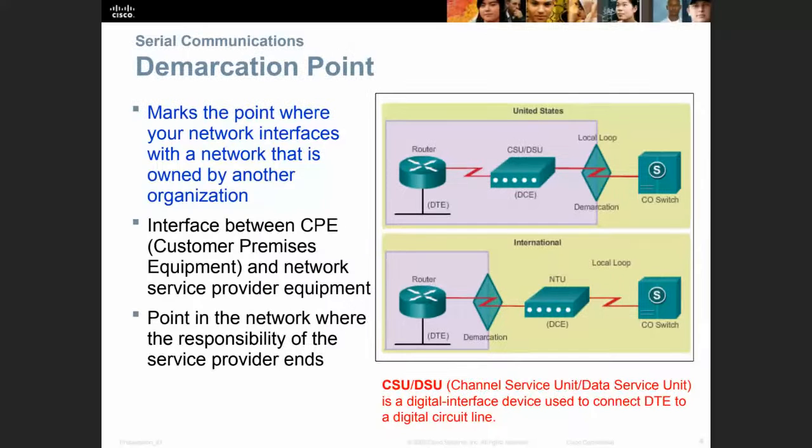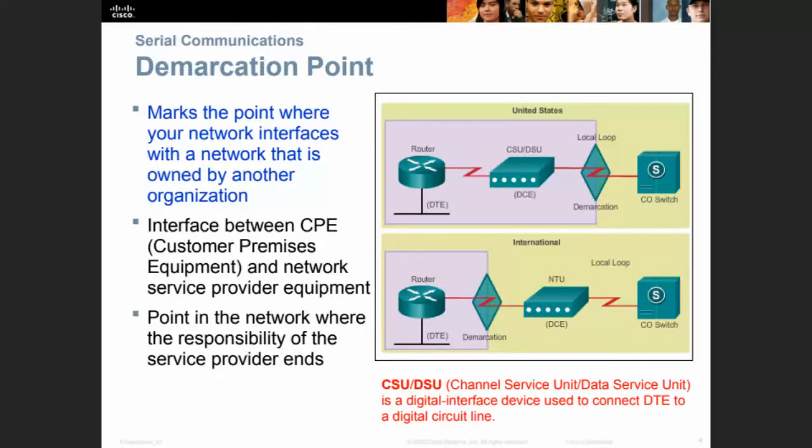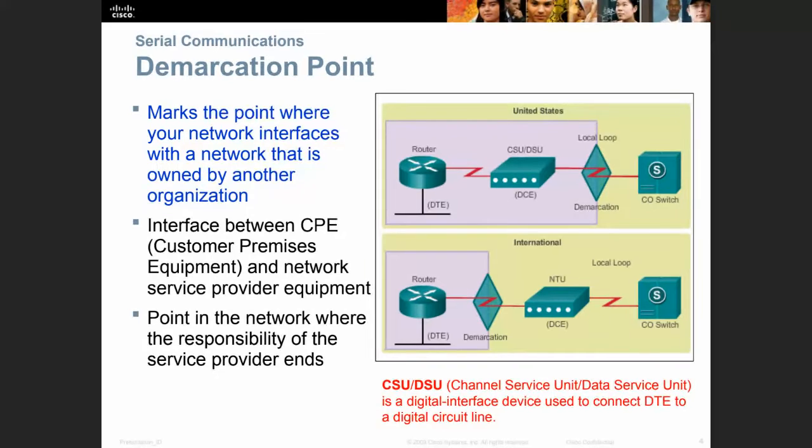It means like a boundary. Demarcation means separation. This part is owned by the telecom company, and this is by my company. Okay.